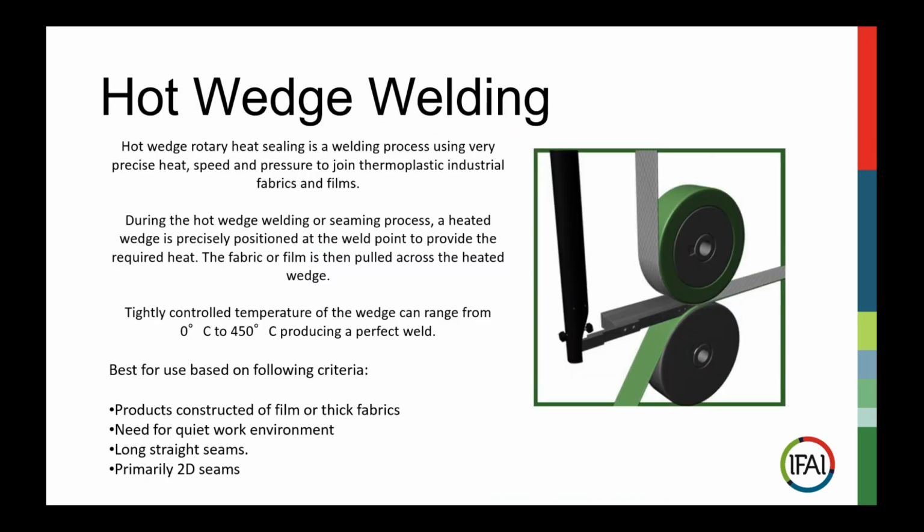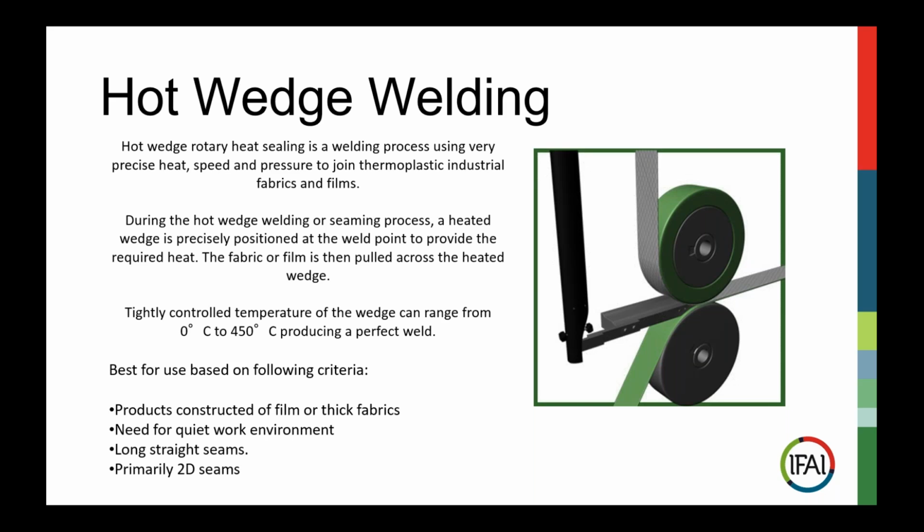Next, I'm going to talk about hot wedge welding. Hot wedge welding, again, heat, speed, and pressure is the key to having a successful weld. It's a rotary heat sealing process. Imagine a sewing machine where the material goes through the head of the machine. But in hot wedge welding, you're replacing the needles, the bobbins, the consumables, the threads. No more breaking needles. The hot wedge itself is an aluminum plate that is heated up with 4 heating elements and a thermocouple, and that's all controlled with an HMI touch screen display. It's a very fast way of welding.